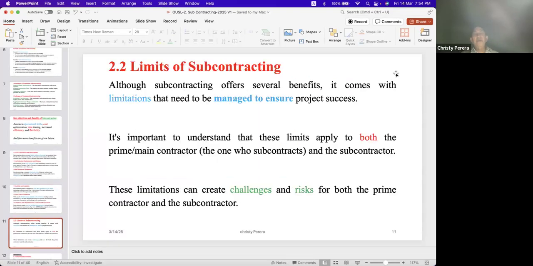Right. As I explained to you all, now we will come to the limits of subcontracting. Before I go through this presentation, I will tell you, according to my experience, most of the contracts I have seen, we allow the contractor to do only 10% of subcontracting from the total amount, or sometimes 20%. We mention it in the bidding document condition.